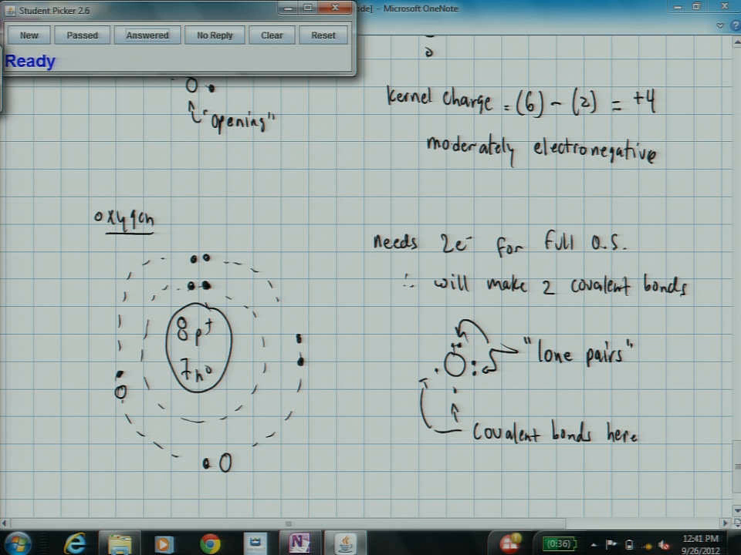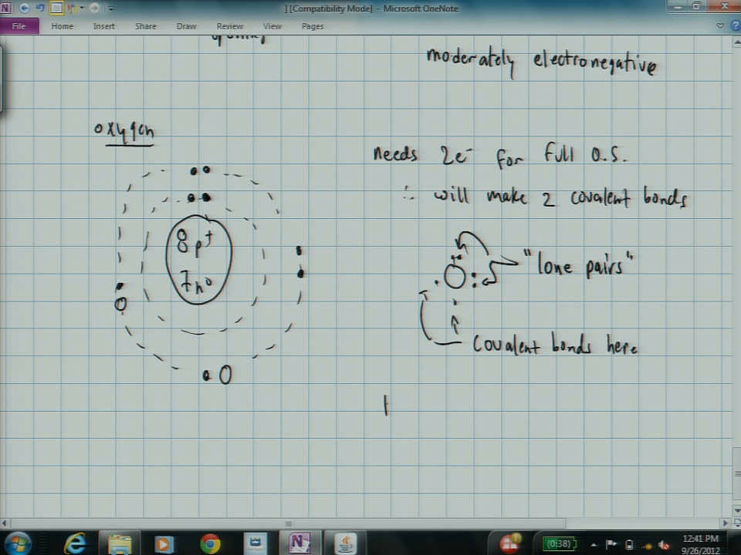kernel charge. What do we got? Tell me, sir. All right, there you go. Kernel charge. Well, what's the charge on the nucleus to start? It's 8 minus 2. That's exactly right. Thank you. So the kernel charge is 8 protons minus 2 inner shell electrons, which is plus 6.